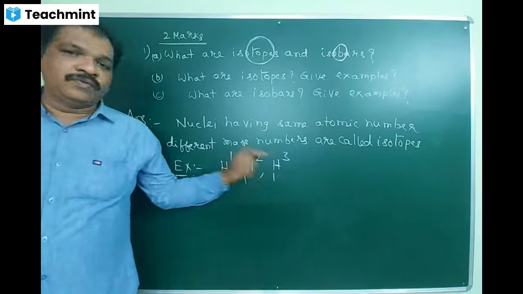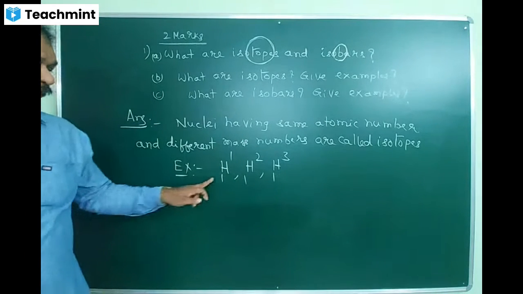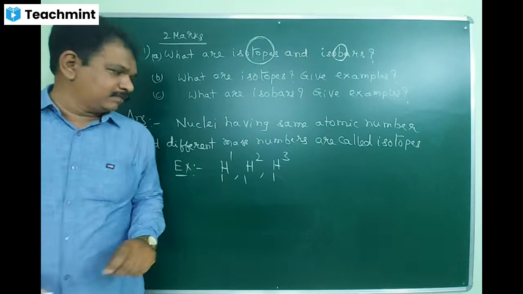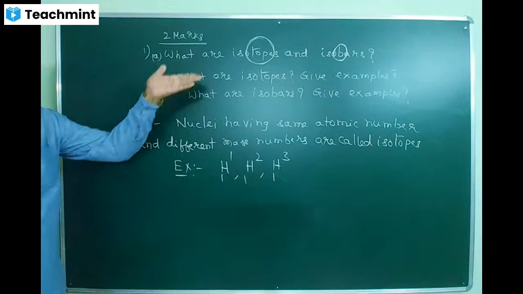1H1, 1H2, 1H3 are the examples. They are having same atomic number, different mass numbers. Now, what are isobars?